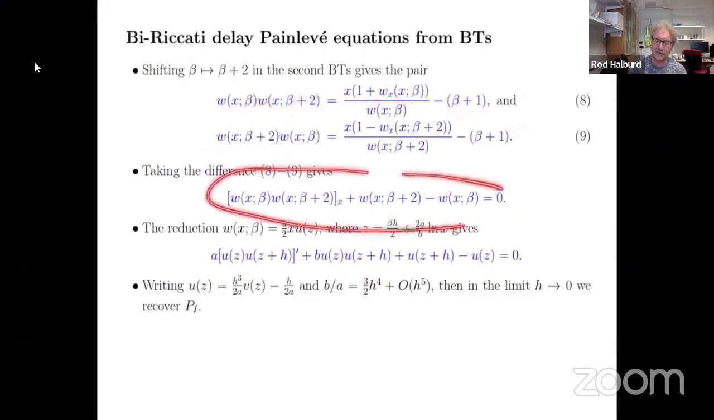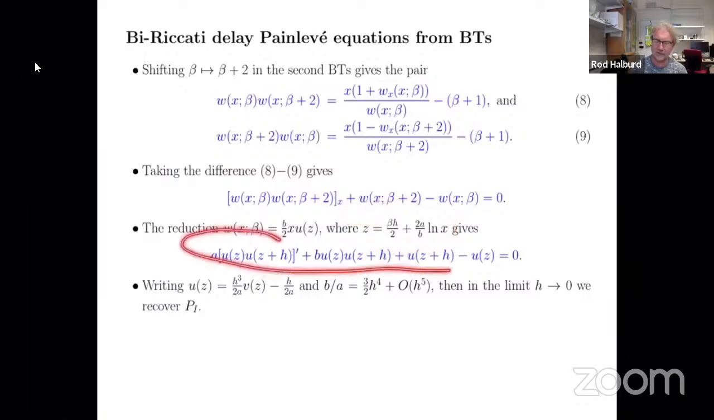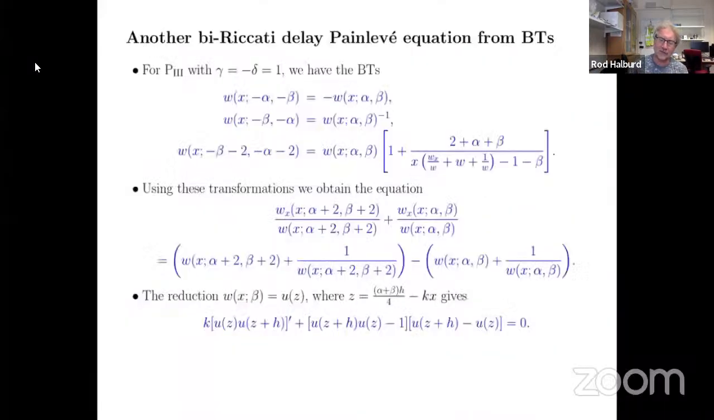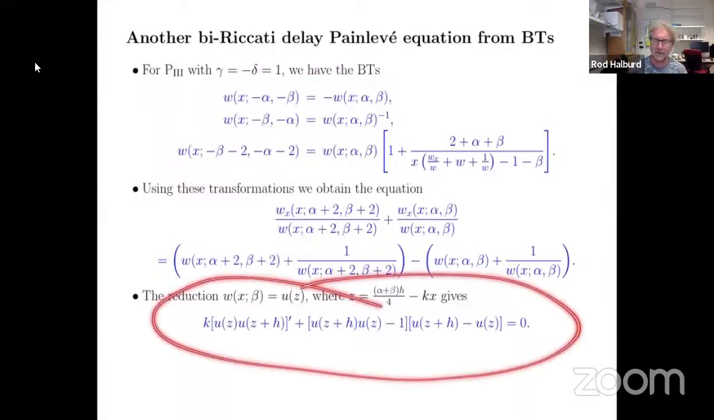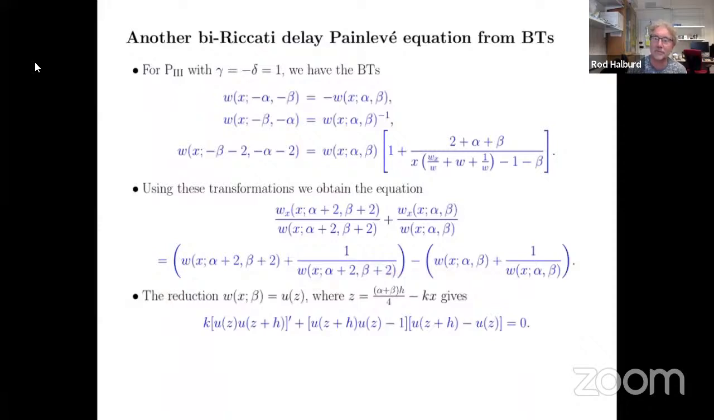So again, if I take the difference, I get an equation of this form, and again, there's a reduction which gives us a Bi-Riccati type equation. As I say, with Bi-Riccati I'm including, in this sense, bilinear. So it's a linear differential equation to find u of z plus h in terms of u of z. And again, this equation has a continuum limit to the first Painlevé equation. Okay, and you can play the game again. Maybe it's not interesting to see another example, but we can construct similar examples by playing around with Bäcklund transformations.